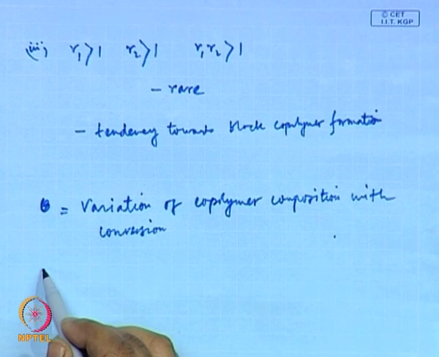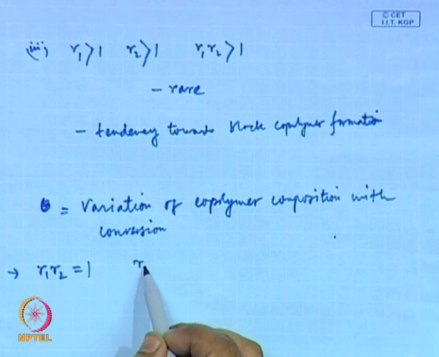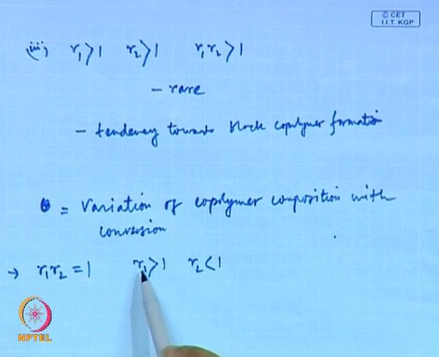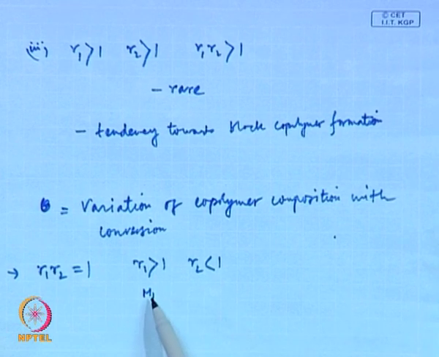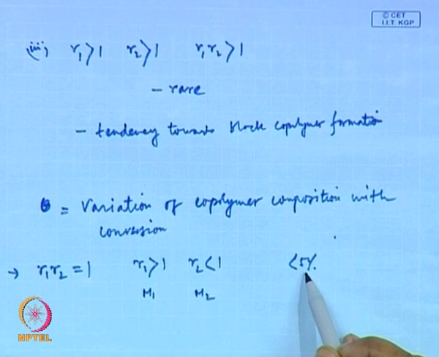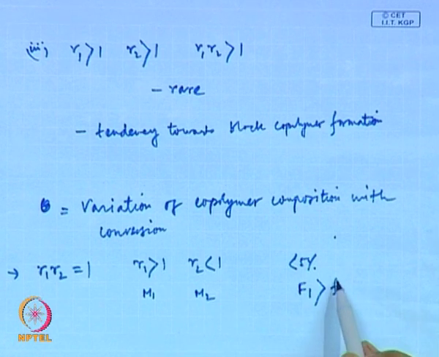Now, if we take, say, ideal copolymerization where R 1 R 2 is 1, if R 1 is higher than 1 and R 2 is less than 1, then two monomers will get into the chain in a random fashion, but monomer M 1 will be entering the chain at a faster rate compared to M 2, which means at the beginning of the reaction, if we stop the copolymerization at a lower, say less than 5% conversion, then you will get a copolymer which has a higher mole fraction of the M 1 unit in the copolymer compared to that in the feed.